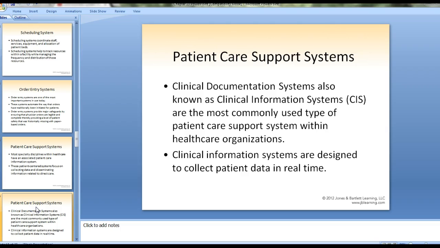Clinical document systems, also known as clinical information systems, we talked about a little bit. They're commonly used types of patient care support systems within an organization, and they're designed to collect patient data in real time instead of post time, and then we can use that quite quickly. Like I said, it's always a feedback loop and constantly improving.